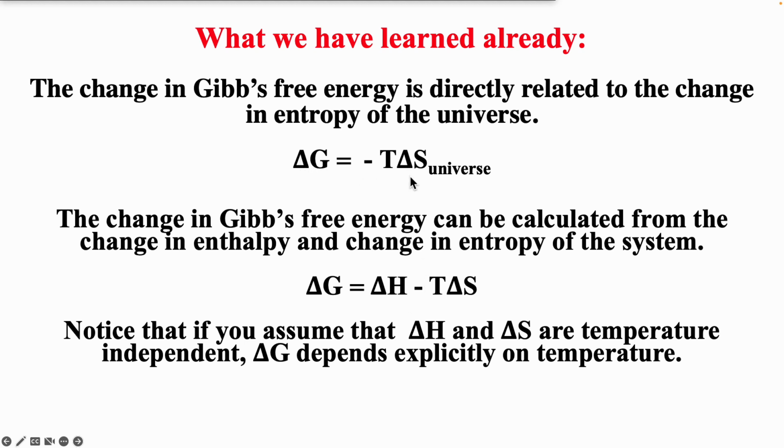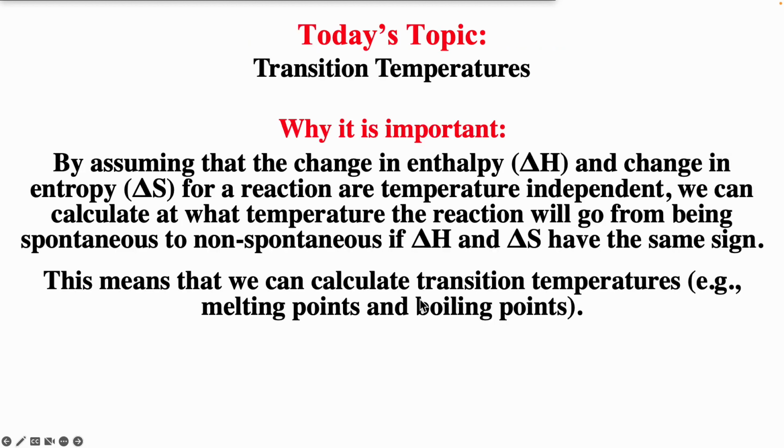And also, please don't get confused. Here we have delta G equals minus T delta S of the universe. And here we have delta G equals delta H minus T delta S of the system. Now, if we assume that delta H and delta S are temperature independent, then we see that delta G depends on temperature explicitly. Now, this video is on transition temperatures.